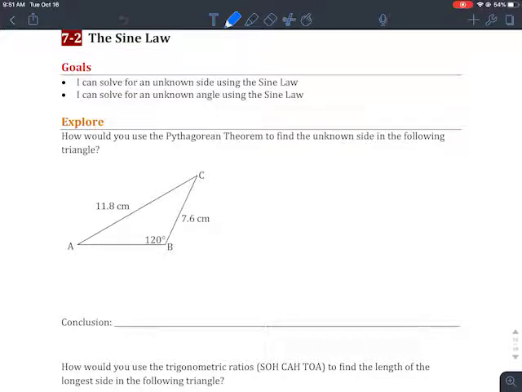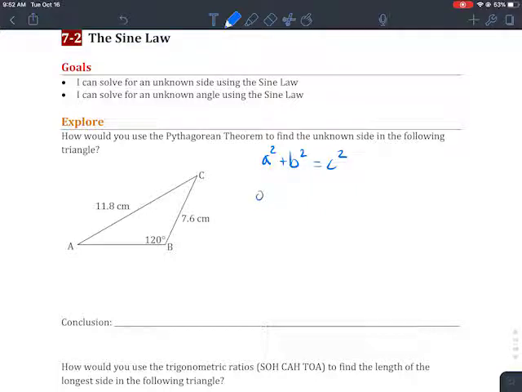All right, today we're going to be looking at the sine law, and our goals for today are if I can solve for an unknown side using the sine law, or solving for an unknown angle using the sine law. So down below, it says, how would you use the Pythagorean theorem to find the unknown side in the following triangle? So the Pythagorean theorem told us that a squared plus b squared is equal to c squared.